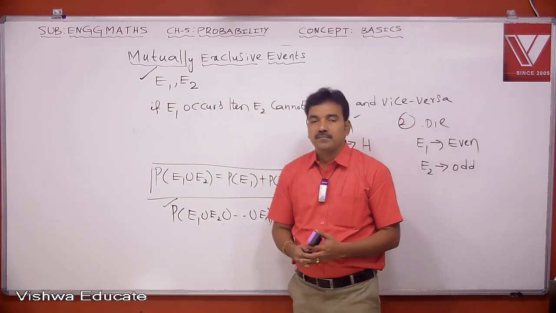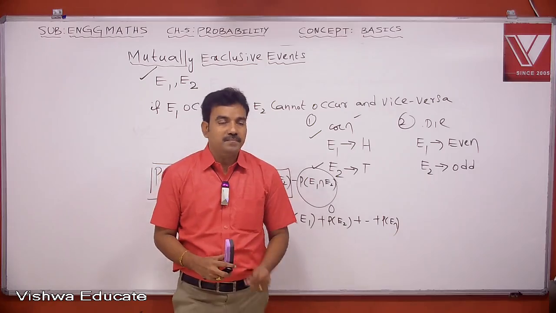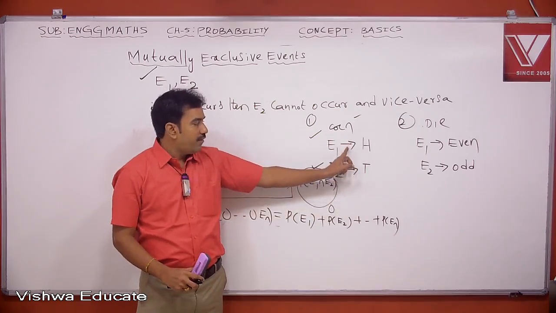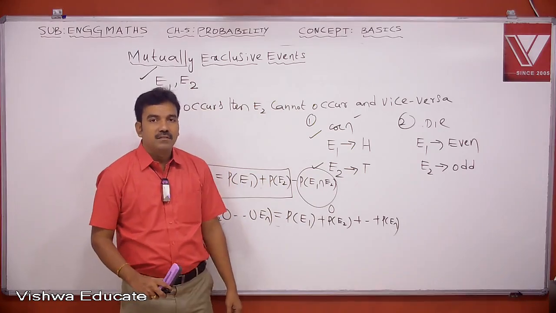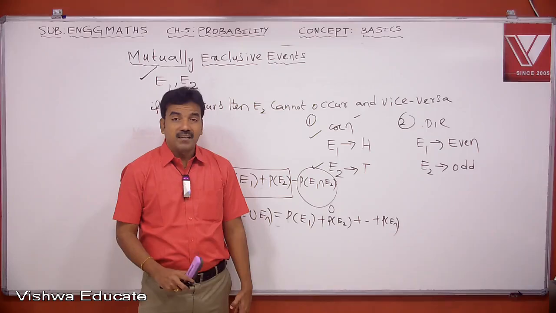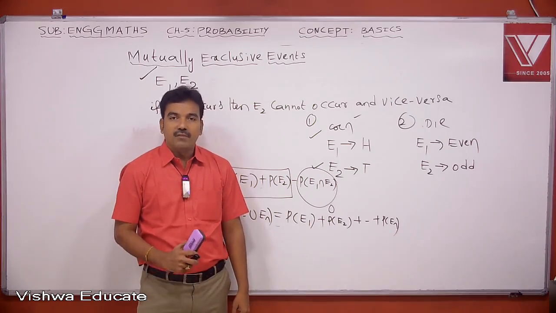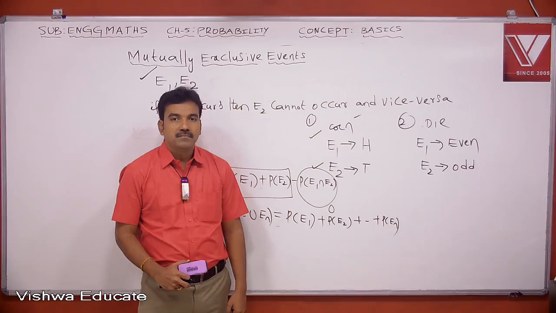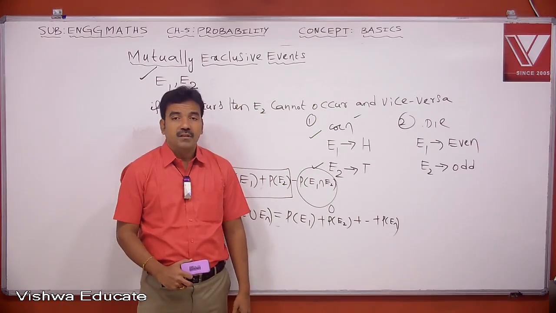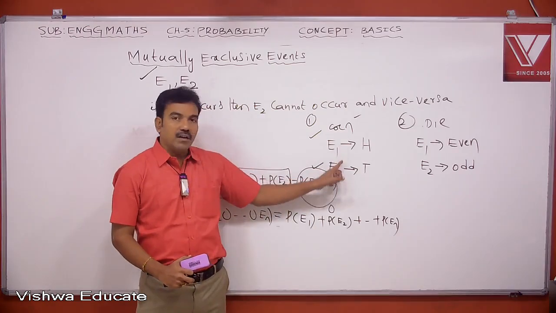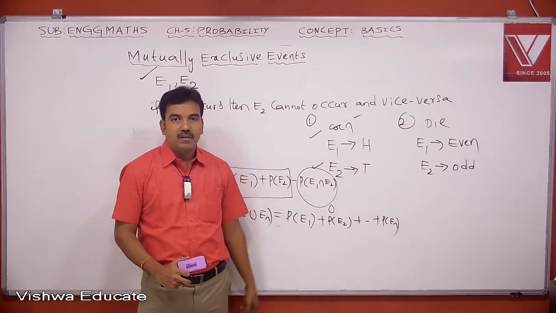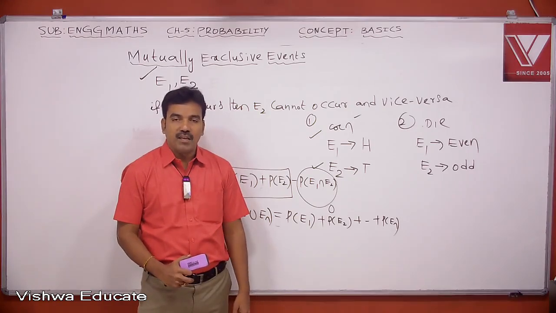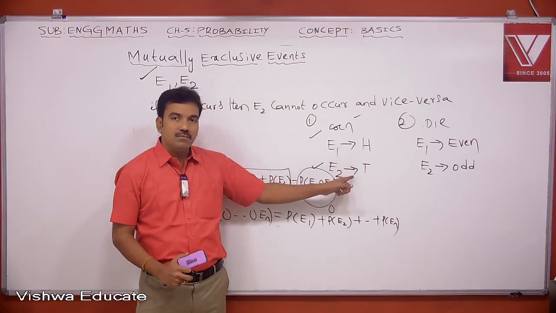Examples. First one. If E1 comma E2 are events of getting head and tail respectively, when a coin is tossed once, then E1 comma E2 are mutually exclusive.